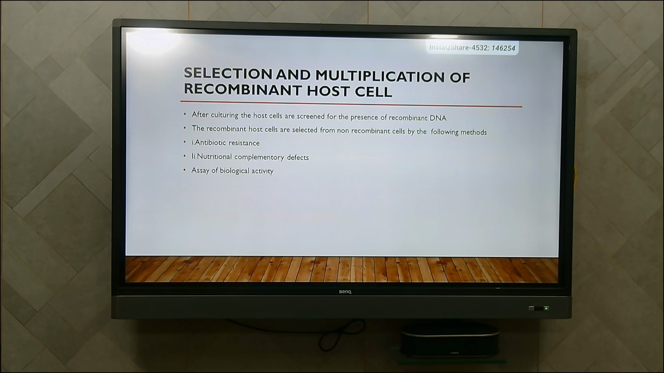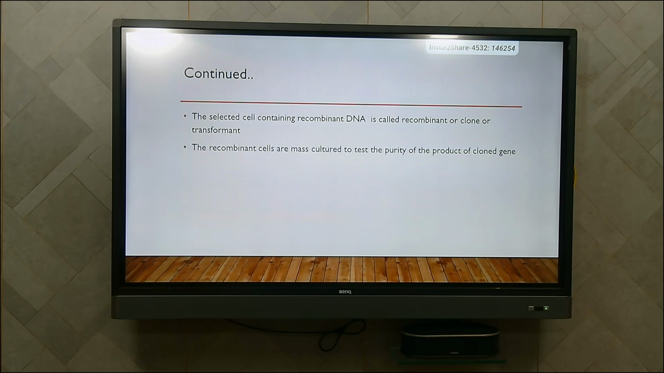Next is selection and multiplication of recombinant host cells. After culturing, the host cells are screened for the presence of recombinant DNA. The recombinant host cells are selected from non-recombinant cells by the following methods: antibiotic resistance, nutritional complementary defects, assay of biological activity, immunological reactions of gene products, colony hybridization, and by means of visible characters. The selected cell containing recombinant DNA is called a recombinant or clone or transformant.